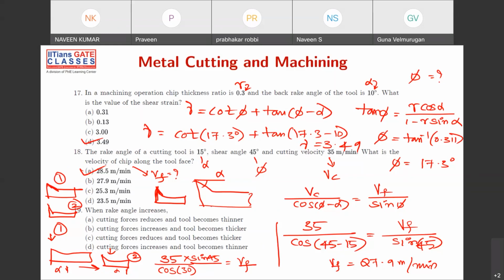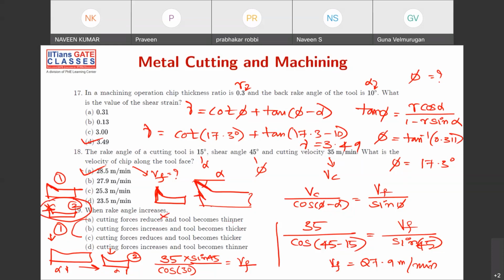Naveen, if two is taking the cutting forces, will it not break off? Yes or no? Because this is becoming so thin. So that's the reason why, if you are increasing the rake angle, the cutting force that can be taken will be reduced. So the answer will be A and C.